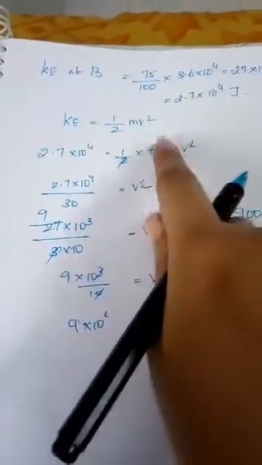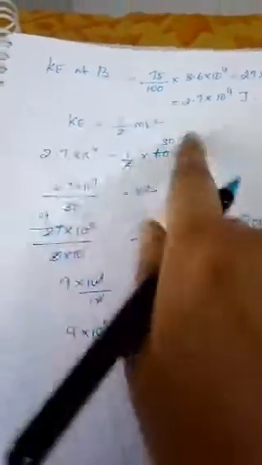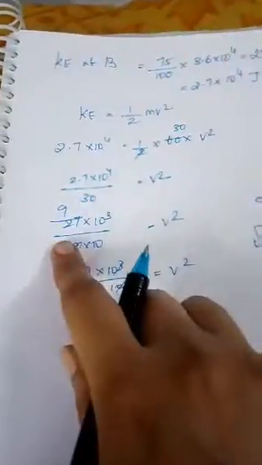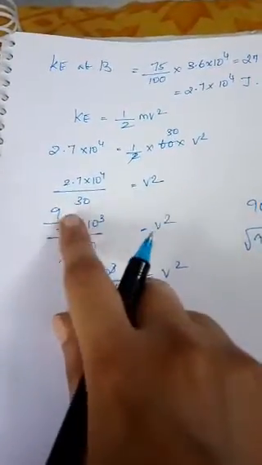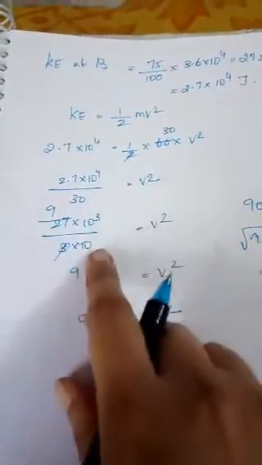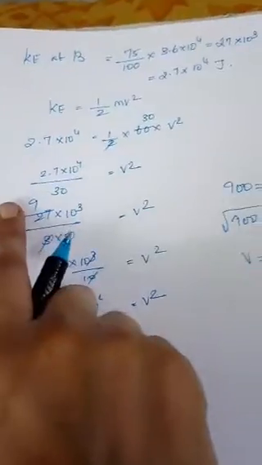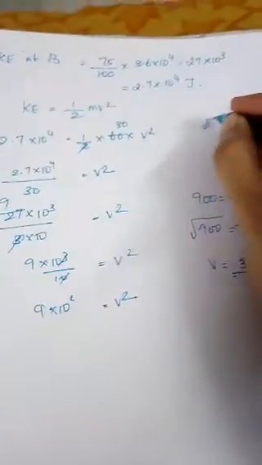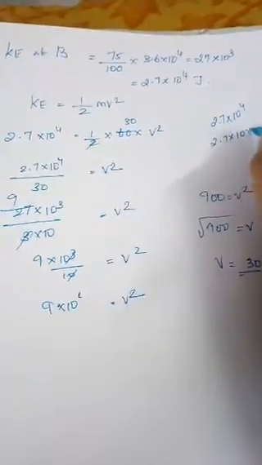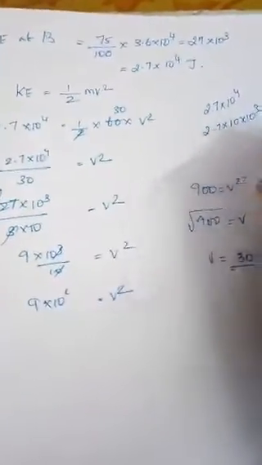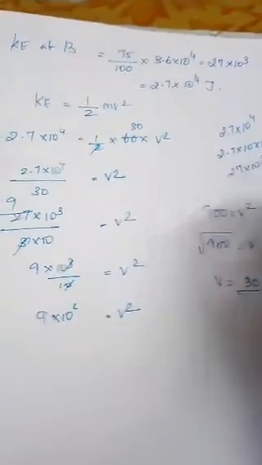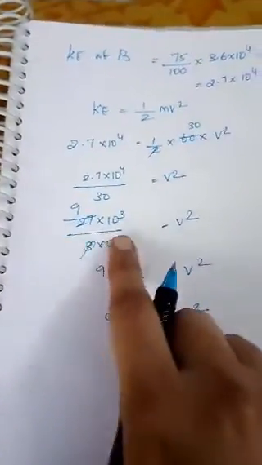So v square, I need to bring all these terms to this side. Once it goes to this side, it will be in division. Therefore 2.7 into 10 power 4 divided by 30. So 2.7 can be written as 27 into 10 power 3. Listen boys, 2.7 into 10 power 4. Can I write 2.7 into 10 into 10 power 3? I'm just bringing 1 by 10 outside. So multiply both, you will get 27 into 10 power 3. So that is how I have written 27 into 10 power 3.